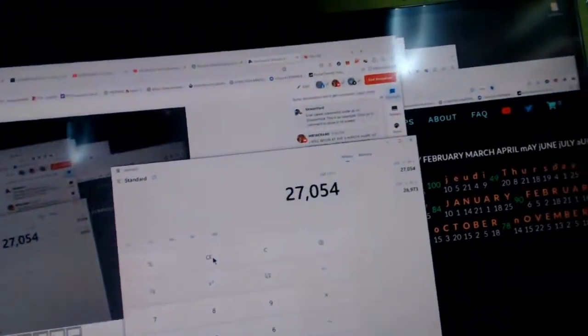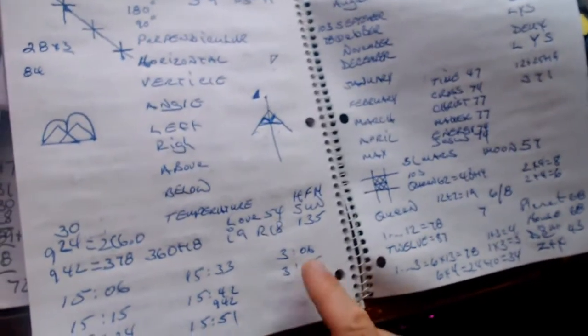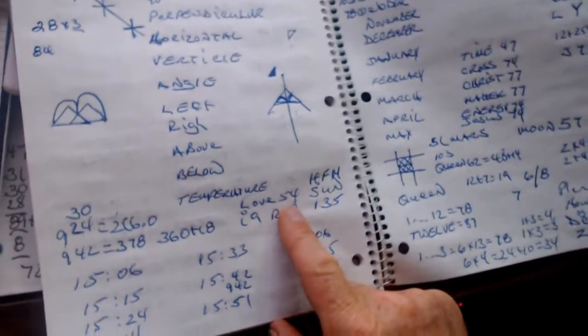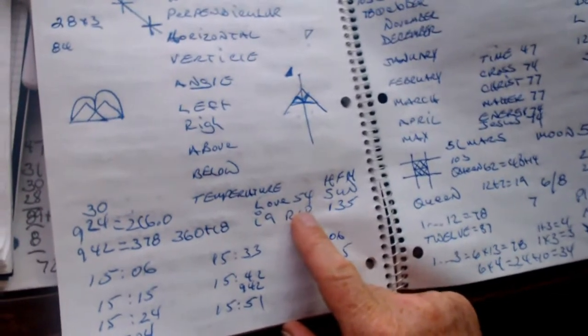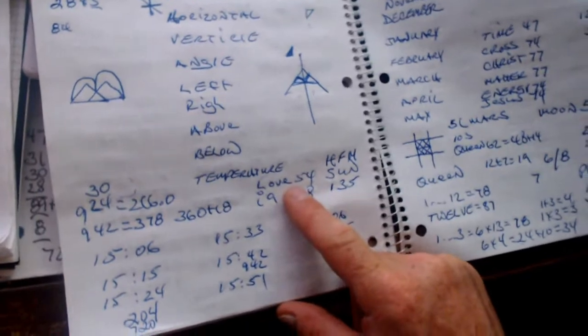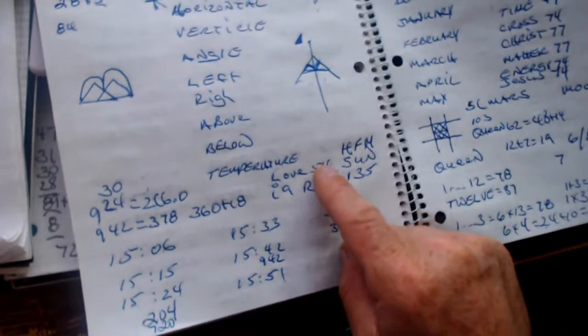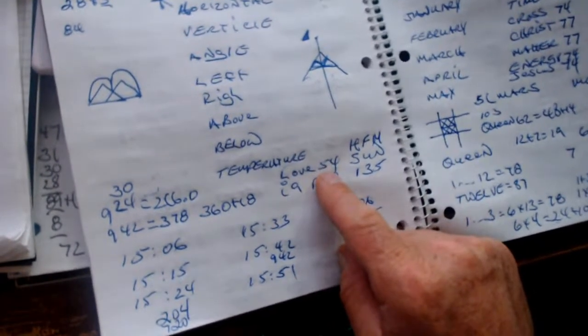27,054. That's just too ironic, because if I point my paper down here to the last page, where did I just do this? Love and the sun. 27 reverse is what I was just talking about. 3 letters and 4 letters. That is your divine. You double up once you add that other letter.